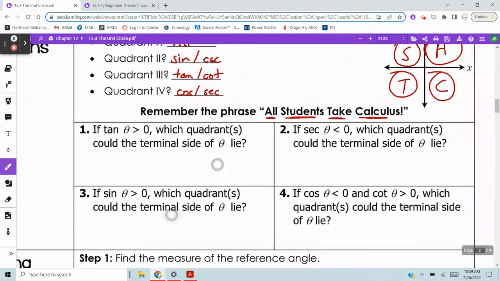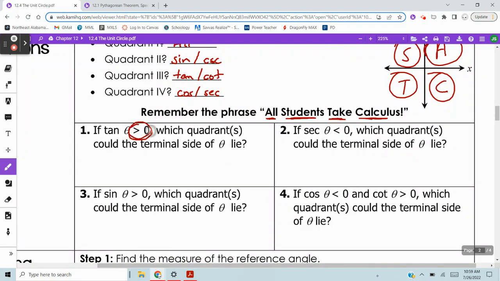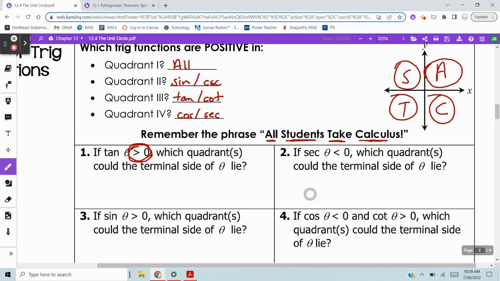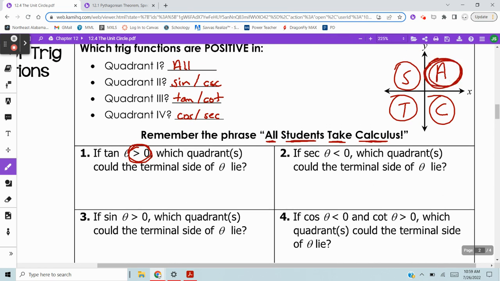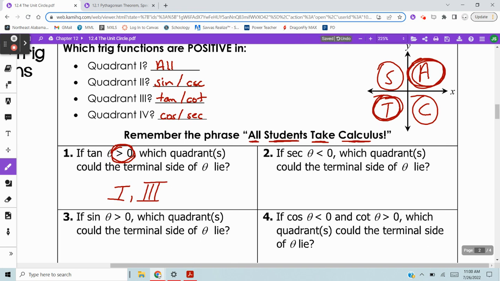If tangent is greater than zero, and just understand that greater than zero simply means positive, which quadrants could the terminal side lie in? If tangent is positive, it could be here where everything's positive or here where only tangent's positive. So that'd be either quadrant one or quadrant three. If secant is negative, secant's less than zero. When we're talking about secant, we're also talking about cosine. So where is cosine negative? Cosine is positive here and here, so if it's negative, we would have to be in either the second quadrant or the third quadrant.